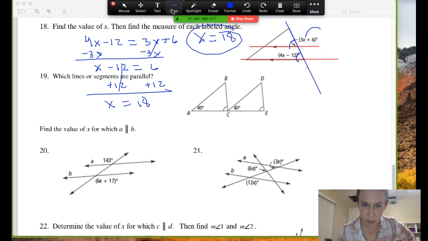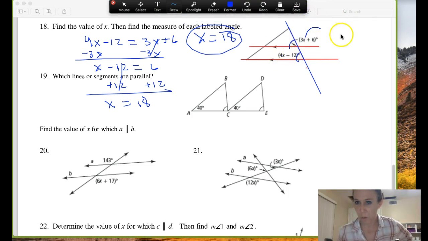And cut myself off. Sorry, guys. Now the second part. Find the measure of each labeled angle. So I need to plug in x into either of these because they're the same, so you just find it once. So plug in x here, and I'm just going to go 3 times 18 plus 6.